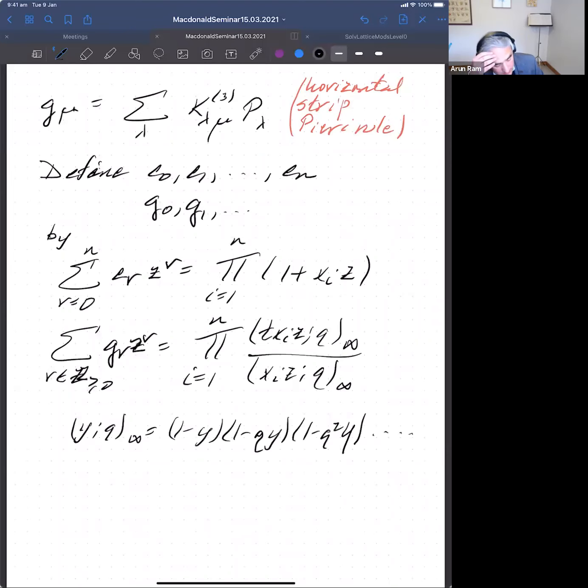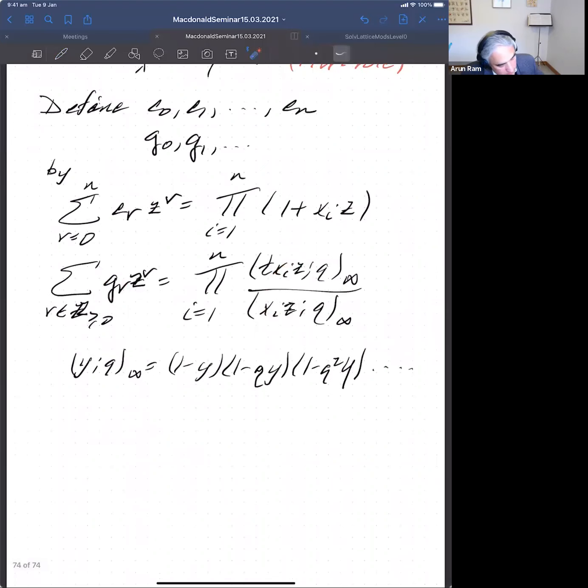But it doesn't matter that it's an infinite product, because you're only taking the coefficient of z to the r. So you can always compute this coefficient of z to the r with only a finite number of factors. So it's only a finite product here. That's not a problem. These are very well defined. And so I can also define E_mu' to be E_mu1', E_mu2', and so on, and G_mu to be G_mu1, G_mu2, and so on.